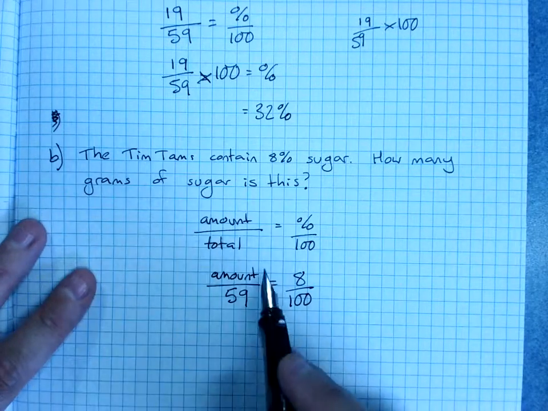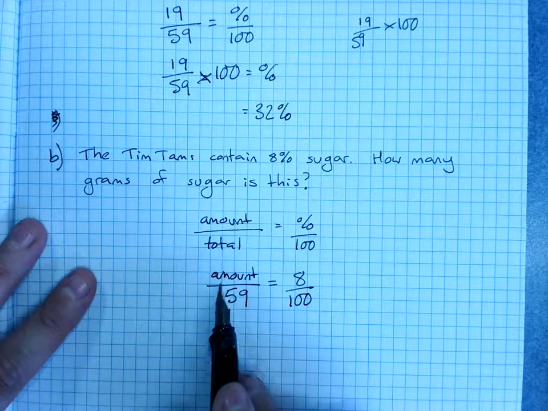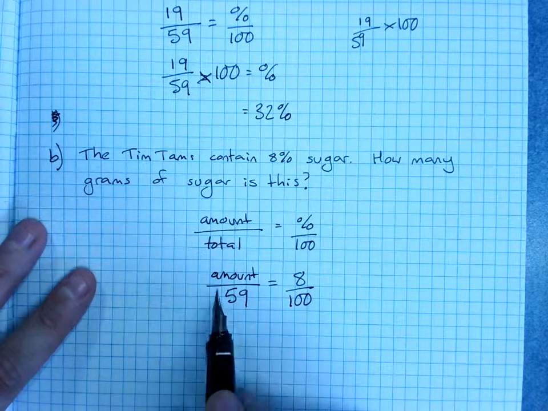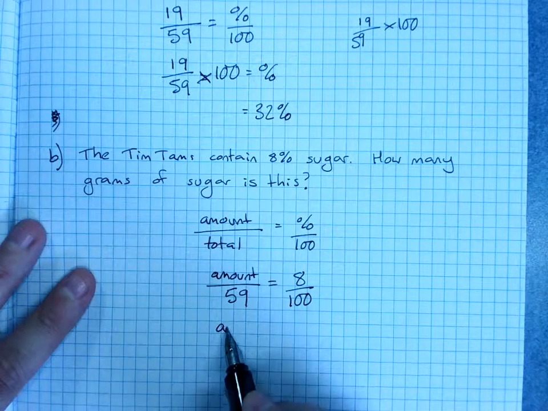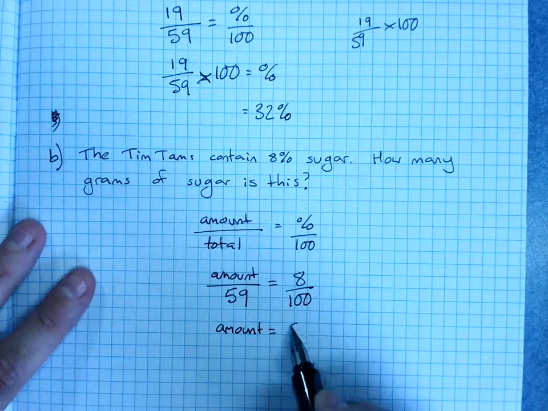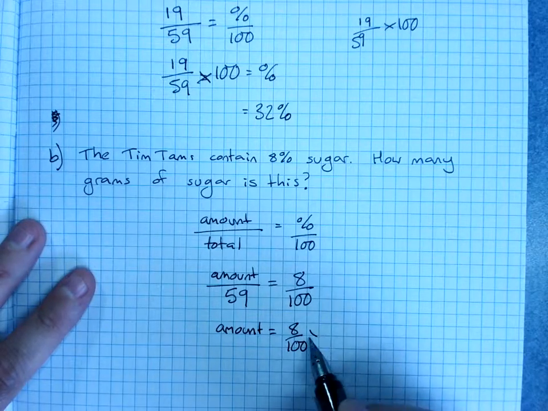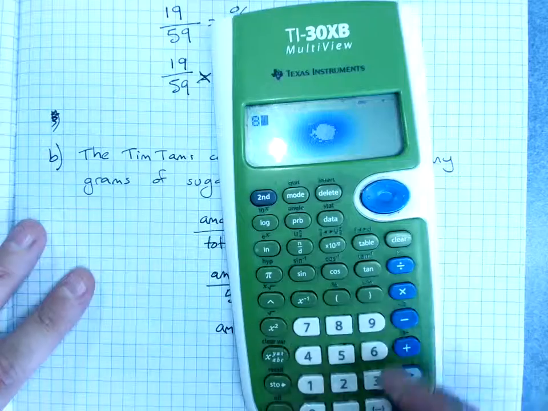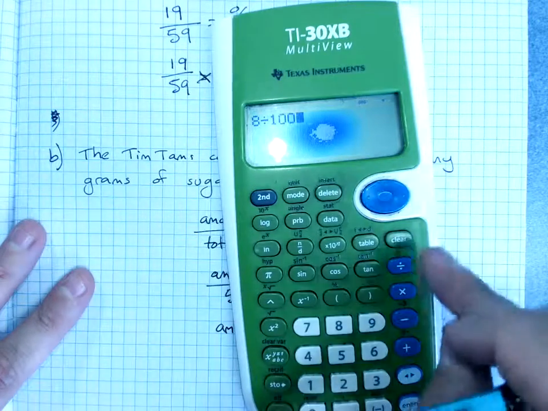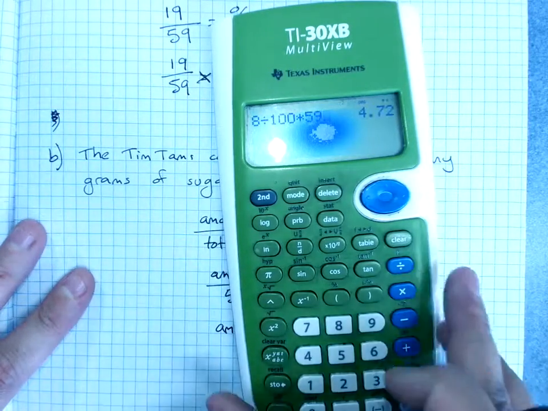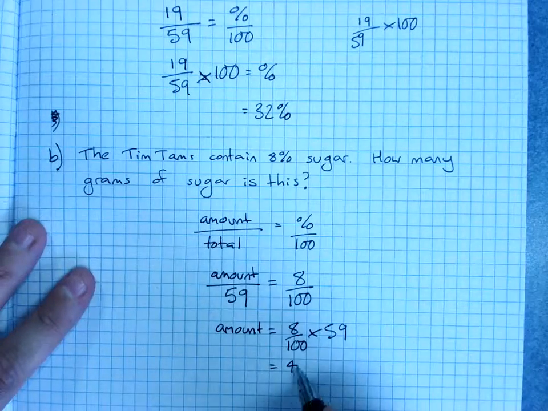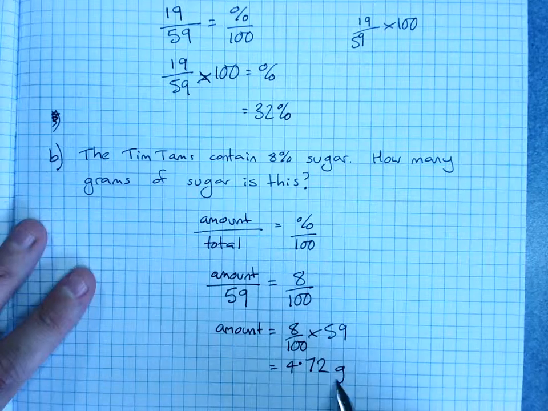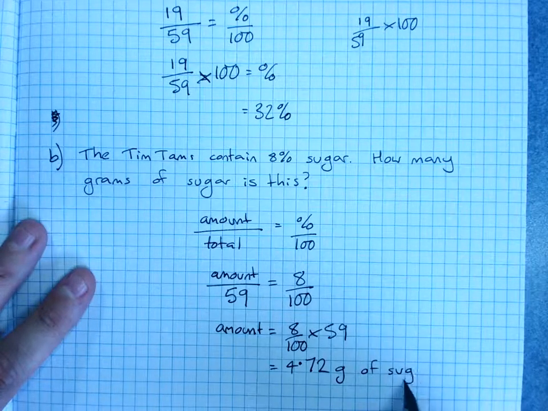Then I rearrange to get the amount on its own. Amount divided by 59, I need to get rid of this divide by 59, so I do the opposite. Amount equals 8 over 100 times 59, and that will get me the answer. 4.72, and that was in grams, so that's grams of sugar.